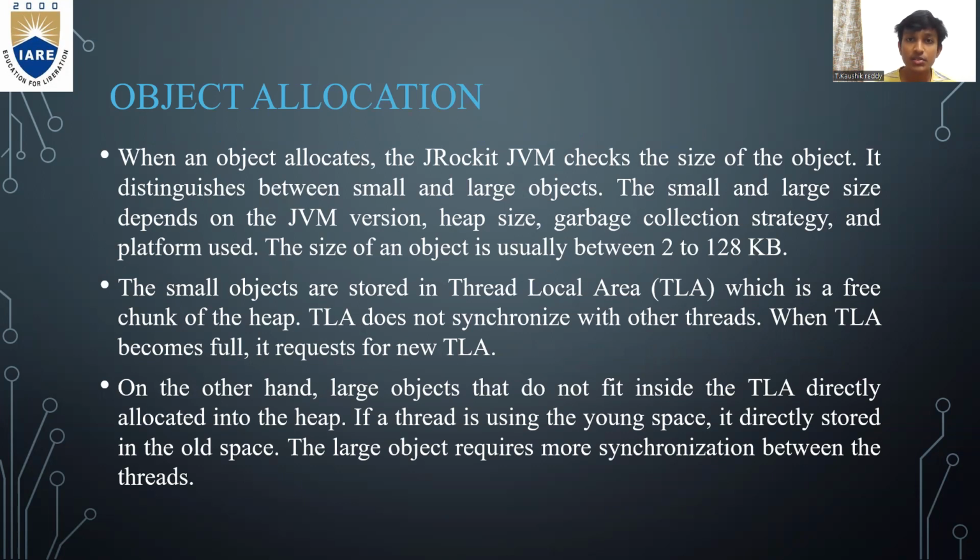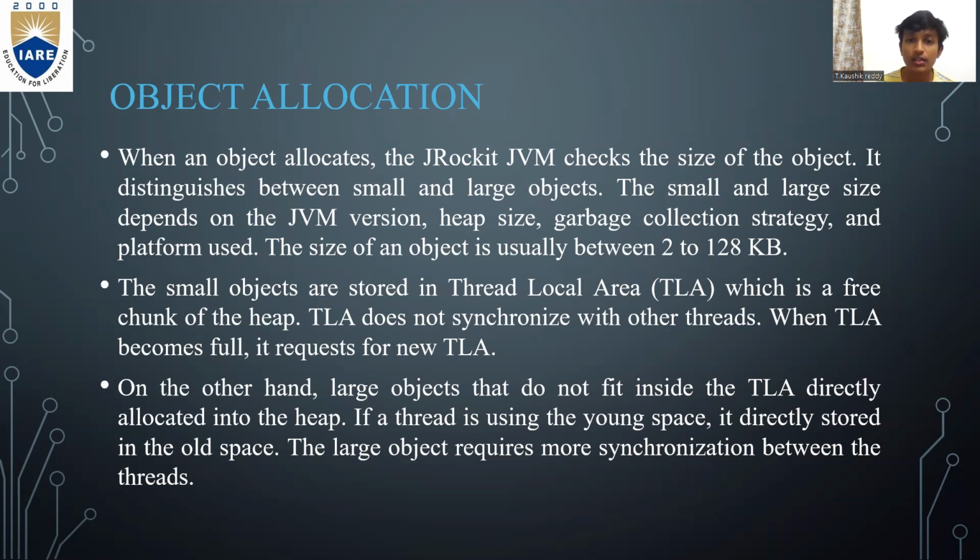It distinguishes between small and large objects. The small and large sizes depend on the JVM versions, heap size, garbage collection strategy, and platform used. The size of an object is usually between 2 to 128 KB. The small objects are stored in the thread local area, TLA, which is a free chunk of heap.